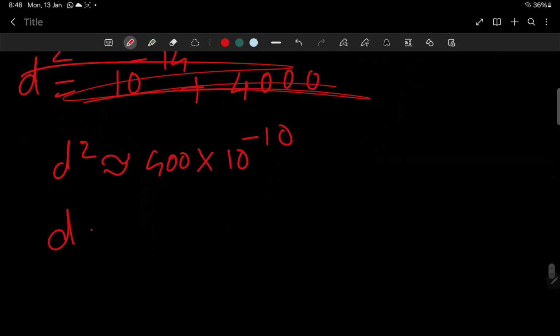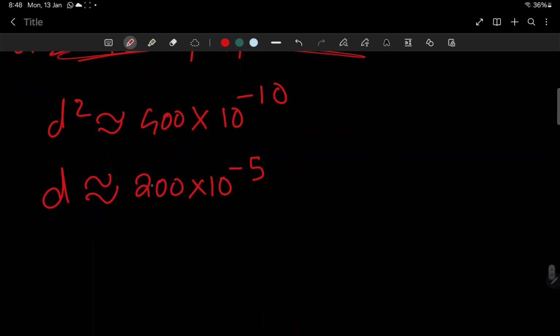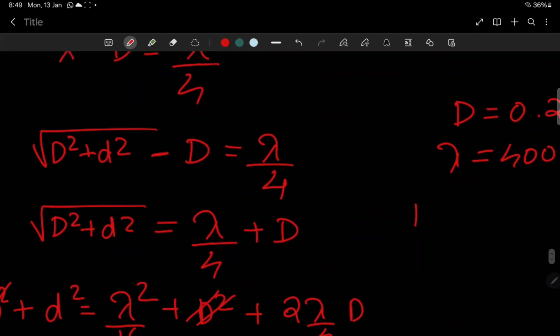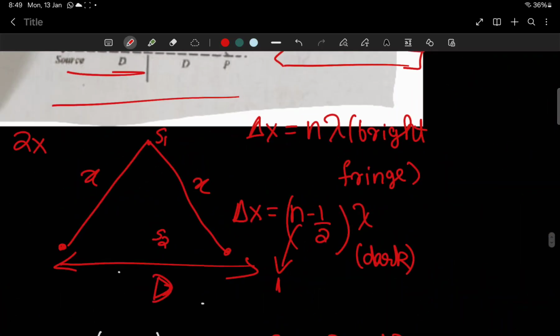So if we take D, it will be how much? 200 into 10 raised to minus 5. Not 200, 20 into 10 raised to minus 5. So therefore D is equal to 0.2 millimeter. This is the answer. So you should give it as 0 is the answer for this question. Right? 0 is the answer. Okay. So next question we will be doing after some time.